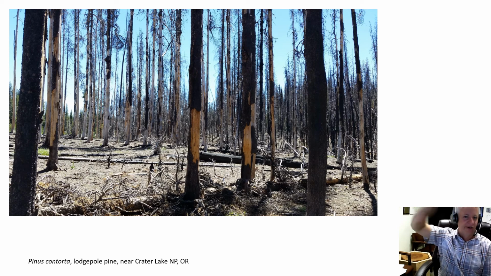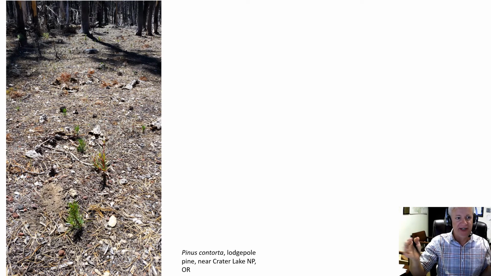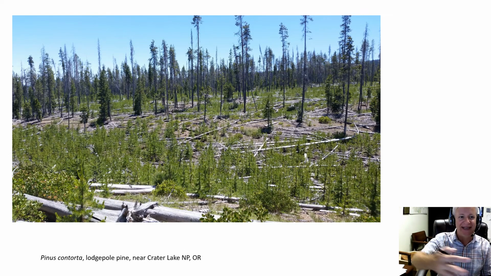So you can tell a crown fire raged through there, killed all the overstory trees. When that happened, all the serotinous cones opened, and the forest floor is covered in lodgepole pine seedlings that emerged when those cones opened. Seed was distributed on what was now a mineral seed bed. And what that does is produce a blanket of lodgepole pine reproduction. So this is the natural life history cycle for lodgepole pine.